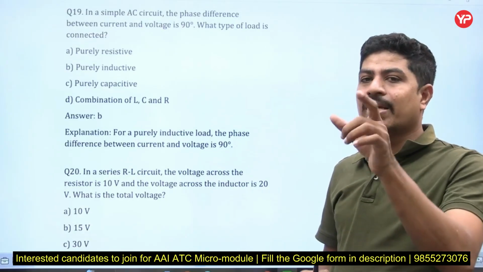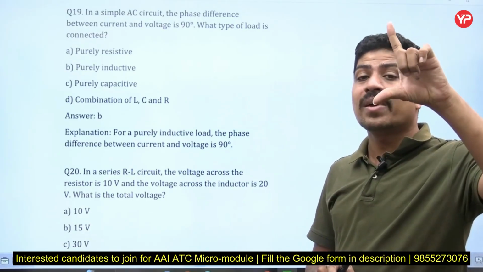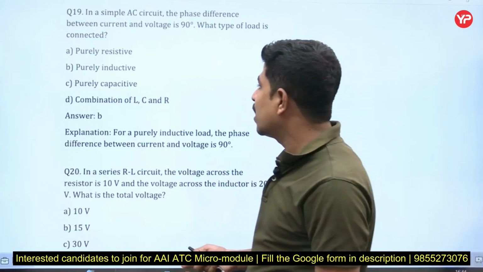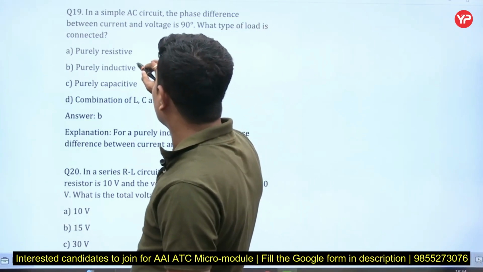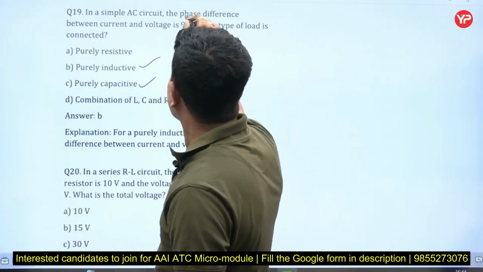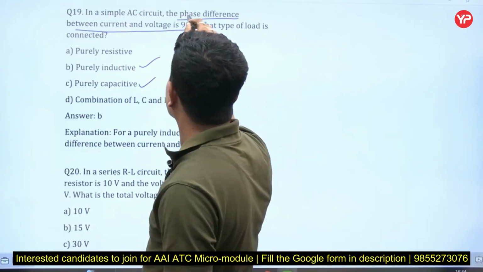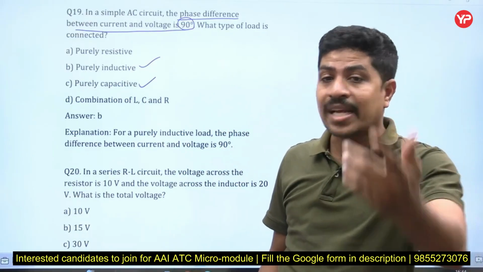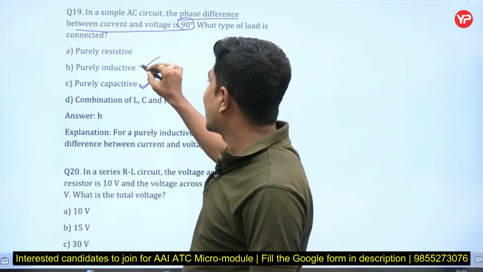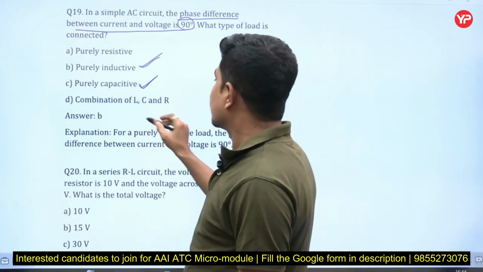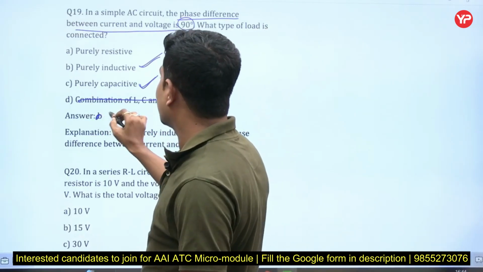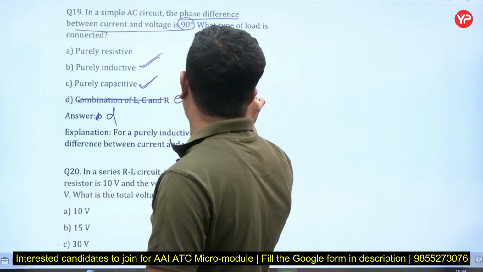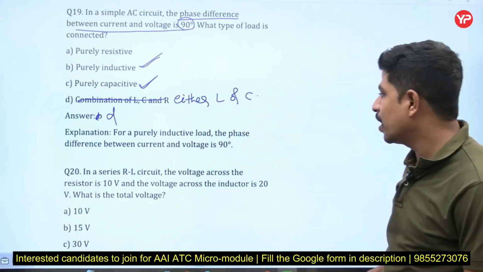I told you their power factor is 0 leading. Why? Because in a capacitor, current leads the voltage by exactly 90. In an ideal inductor or pure inductor, current lags. It may be purely inductive, it may be purely capacitive. Why? Because he's saying that phase difference is 90. He is not saying that phase difference is 90 lead or 90 lag. If it is 90 lead, capacitive, if it is 90 lag, inductive. So let's take it as option D. Option D is either L or C. It may be L or C.